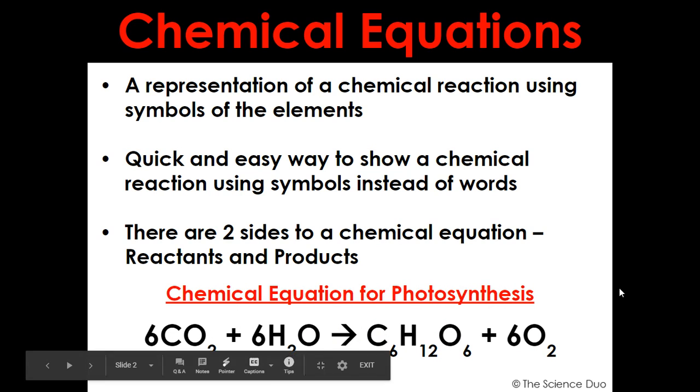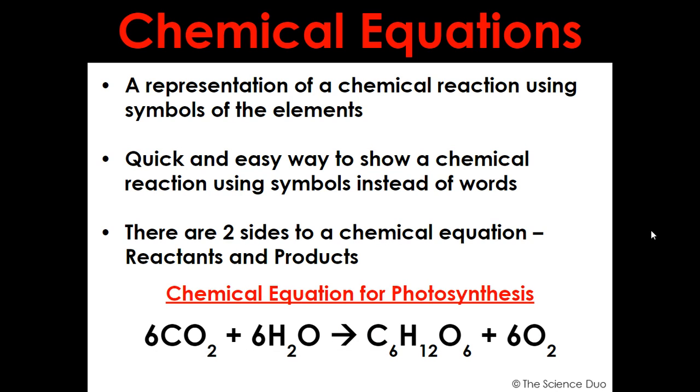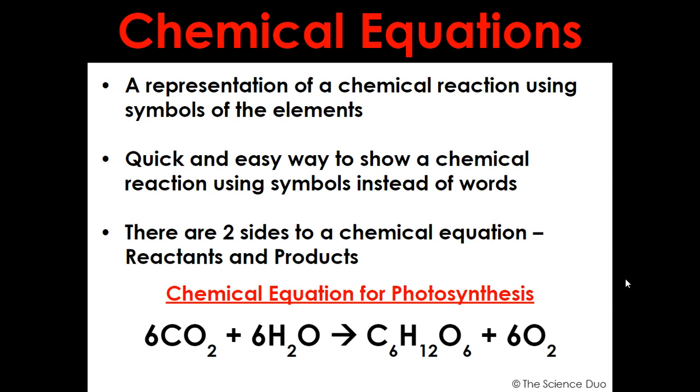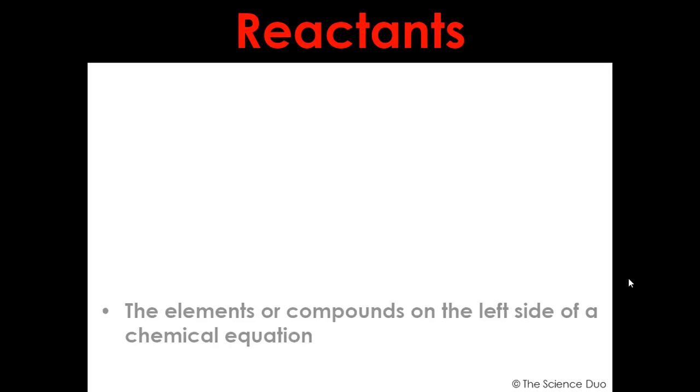So here we go. The chemical equation for photosynthesis is 6CO2, so 6 molecules of carbon dioxide, plus 6 molecules of water, which is H2O, will yield C6H12O6, which is a sugar, and it gives off 6 molecules of oxygen. So that is a balanced equation.